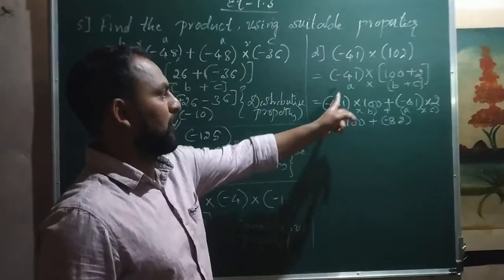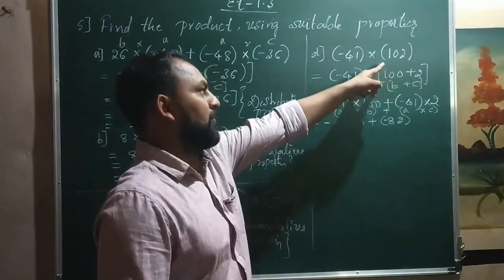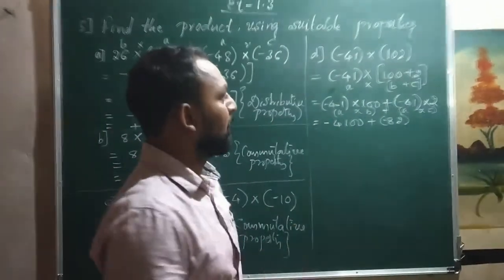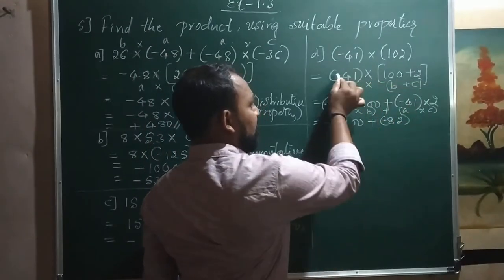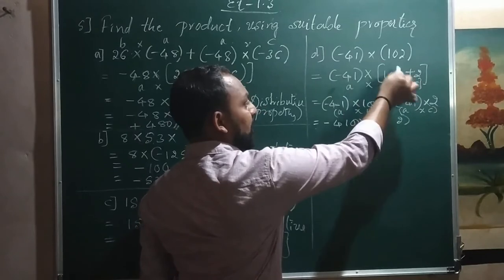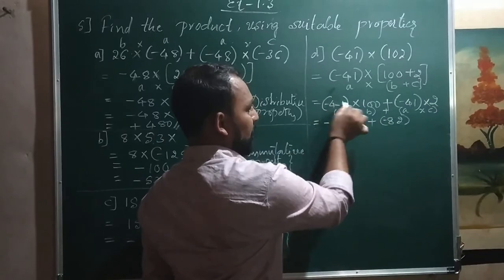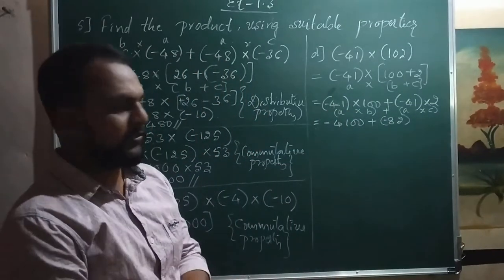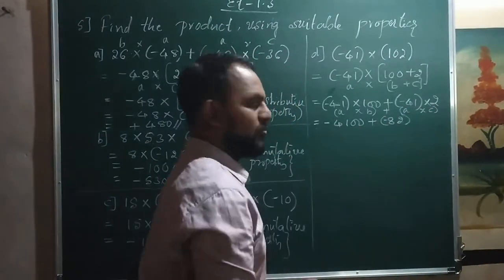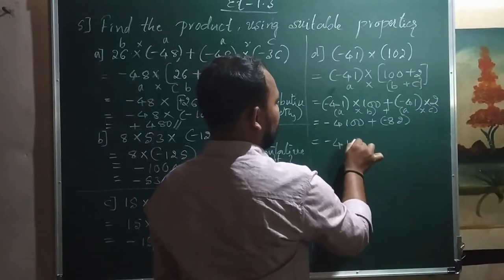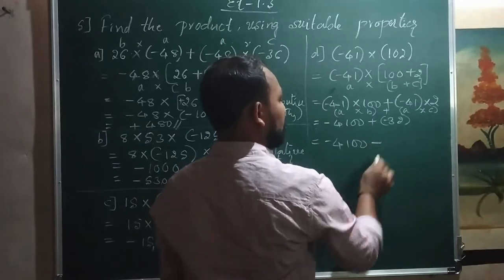Here A into B plus C: split the value 102 into 100 plus 2. A into B plus C, minus 41 into 100 is A into B and A into C. Here 41 into 100 is minus 4100, then minus 41 into 2 is minus 82.